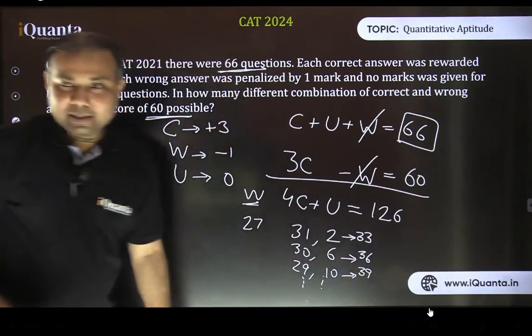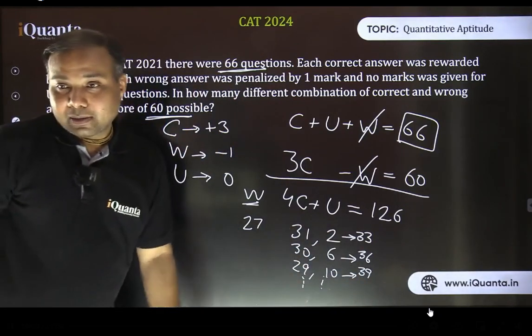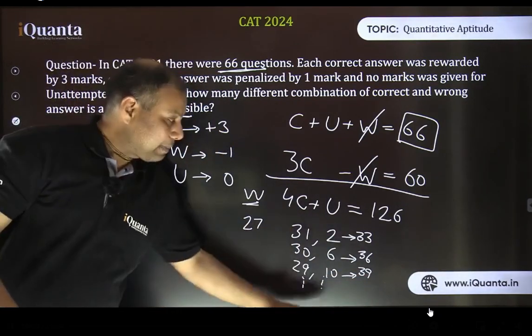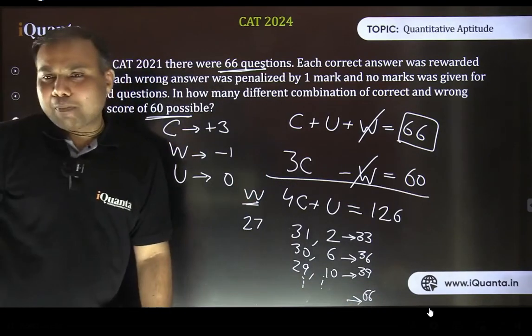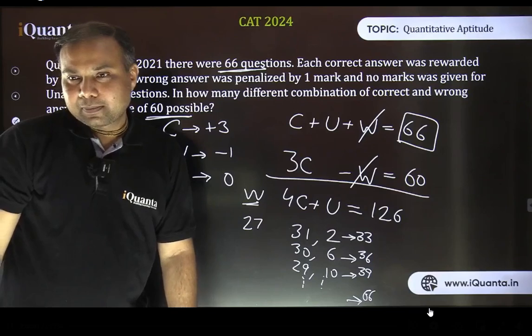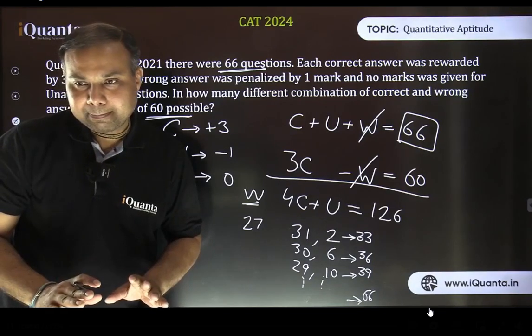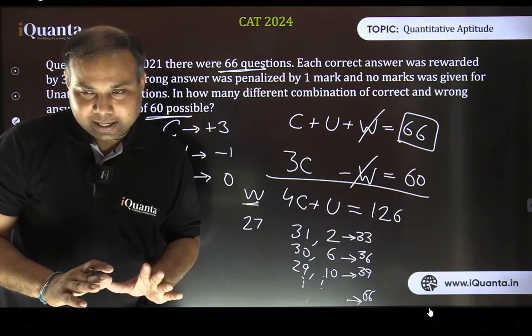Are you seeing any pattern? This sum is every time increasing by 3. And what is my last limit? I need to see that it can go maximum up to 66, not more than that. Is it fine? Right?